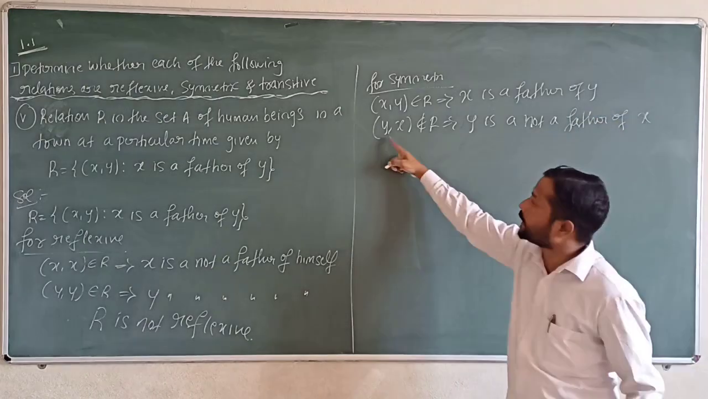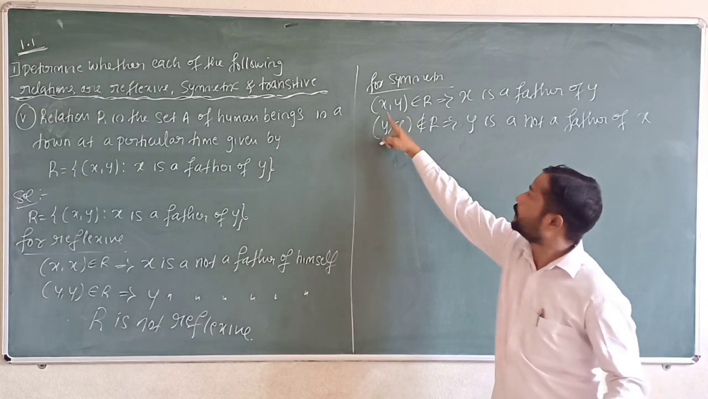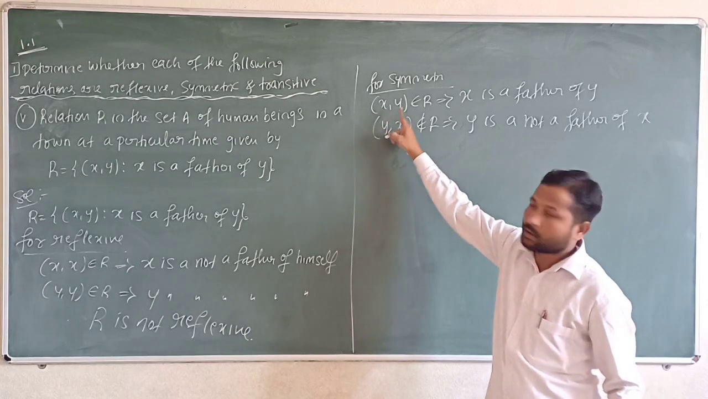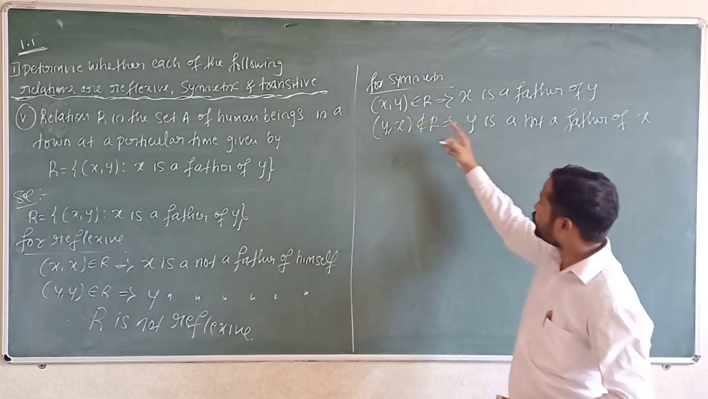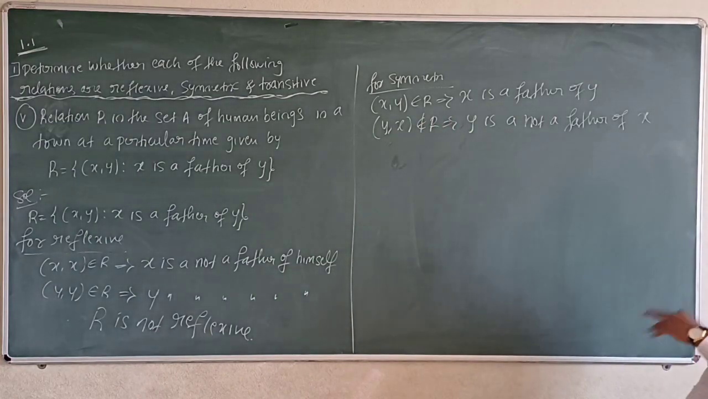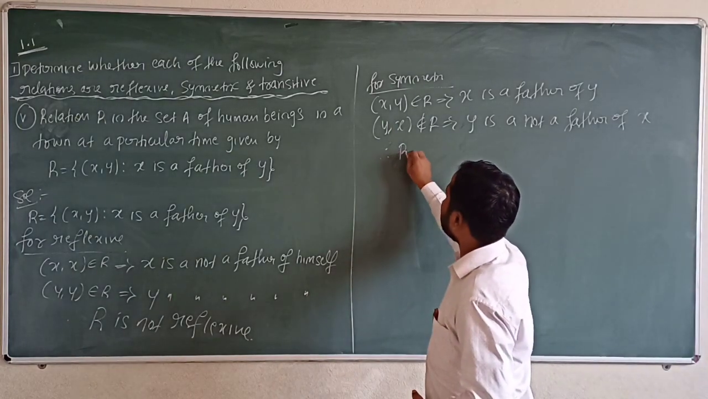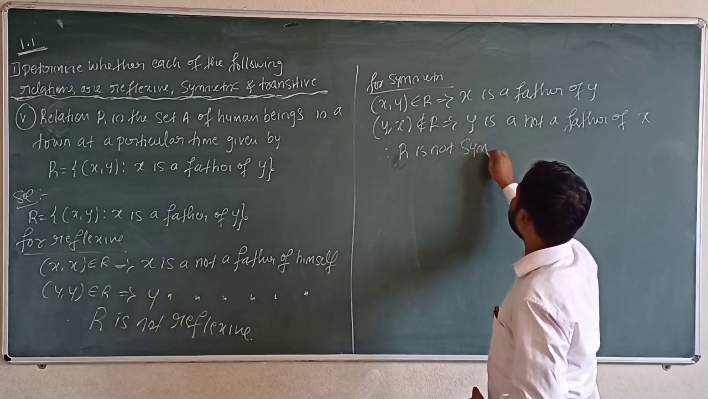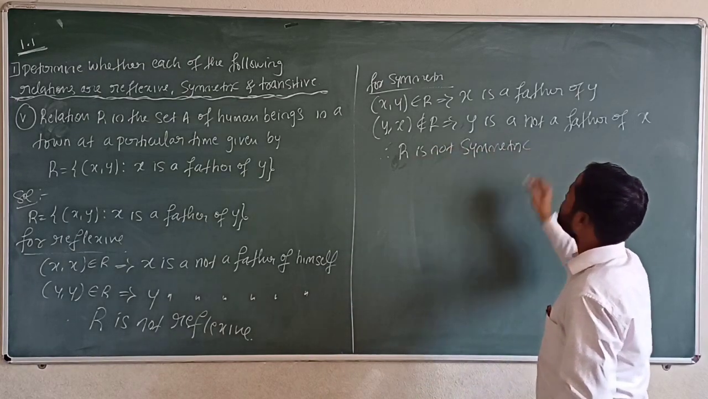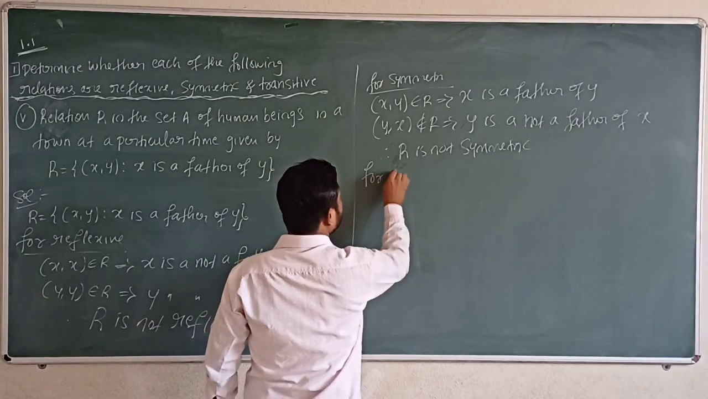X, because Y is the son. Correct? X is the father, Y is the son. Here Y should actually be the son. Right? So therefore Y is not a father of what here? X now, right? So therefore R is not symmetric here. R is not a symmetric. Right? Then go forward here for the transitive case.